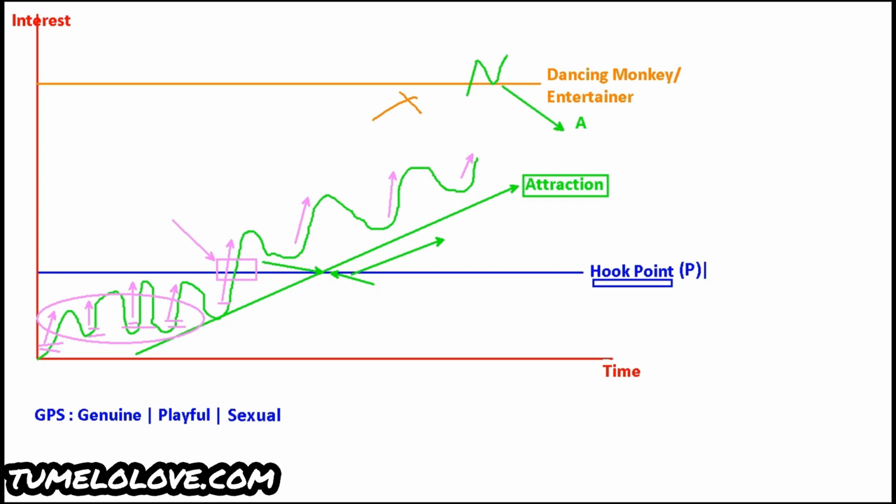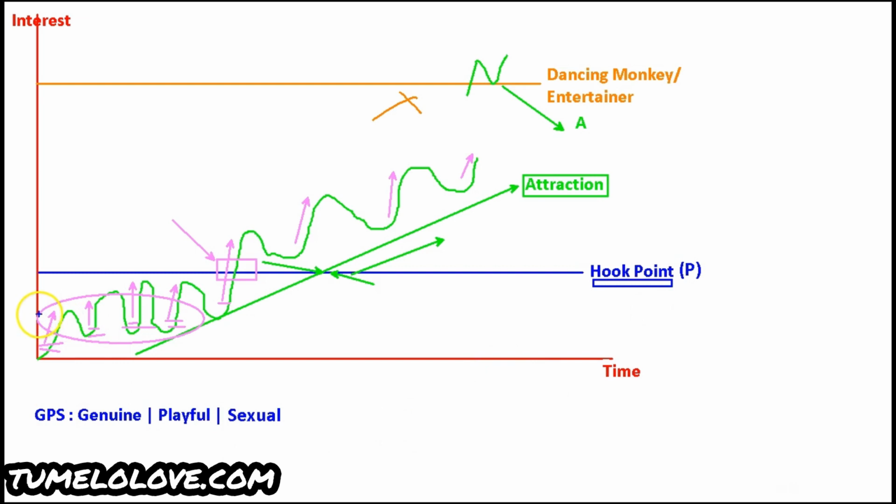Now, if she's in a playful vibe and that's a hook point, what if she's in a genuine vibe? A playful vibe is where she's more in a laughing state, a higher state of emotions. She wants to laugh, she wants to dance, she's more playful. Versus if she's more genuine, her vibe is lower. She doesn't want to laugh all the time, she wants to be a little bit more chilled, a little bit more serious.